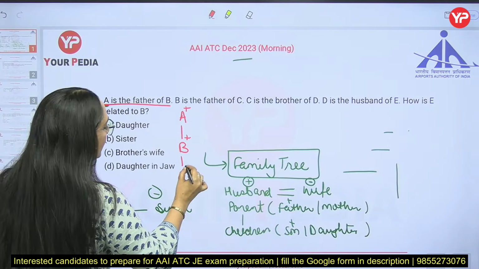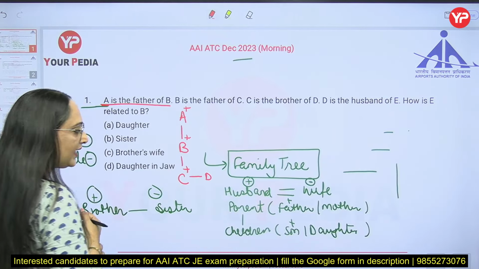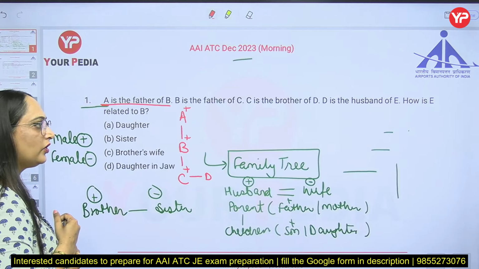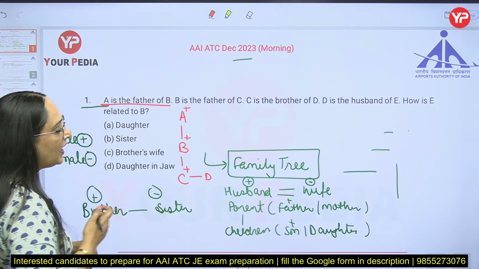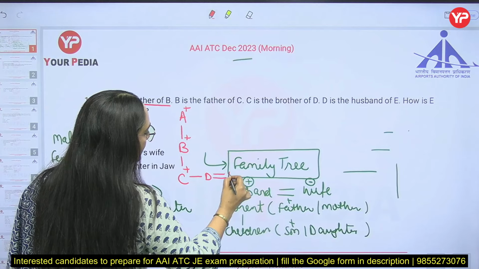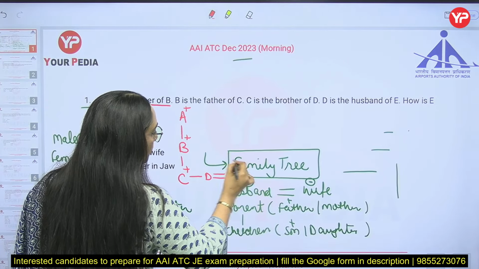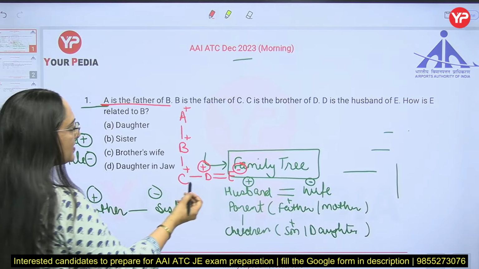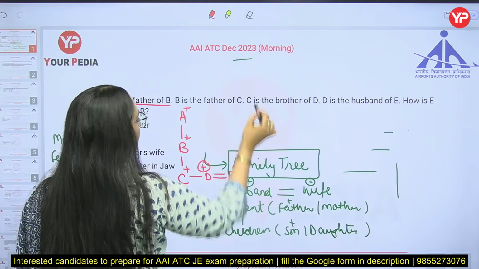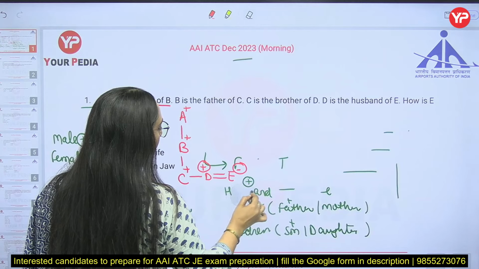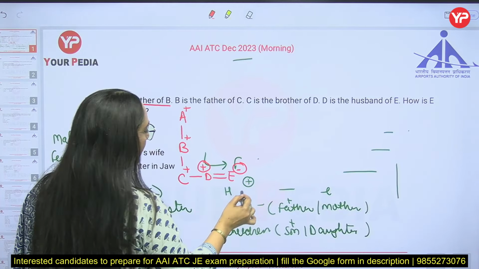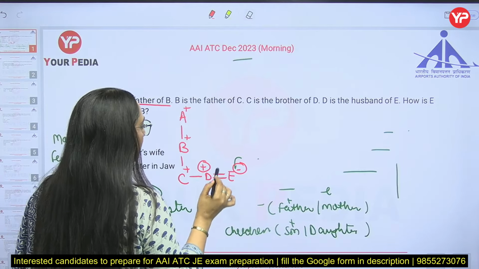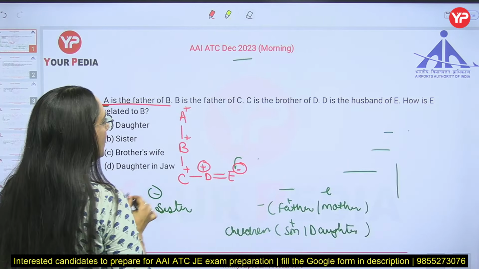Now, C is a brother of D. So we use one single horizontal line, which means siblings. C is a brother of D. Now, D is a husband of E. So we use two horizontal lines between D and E. Let me draw it. That means D is a husband of E.